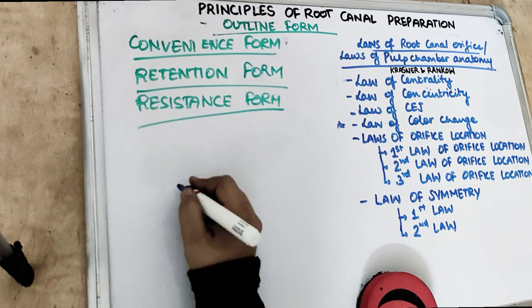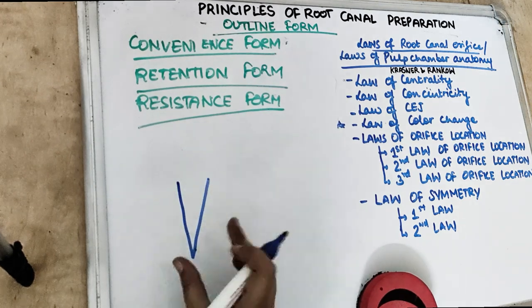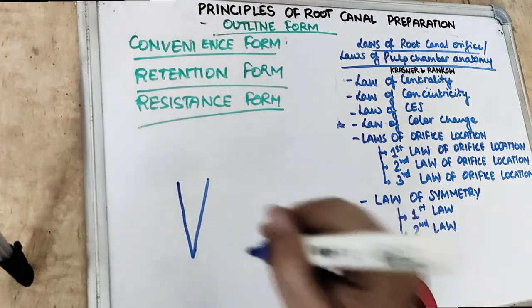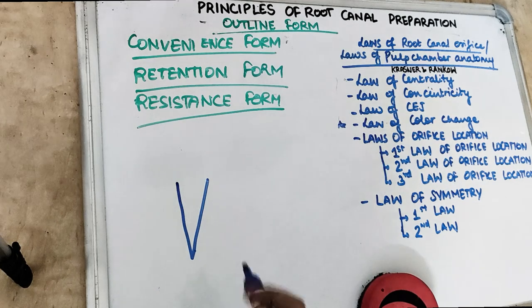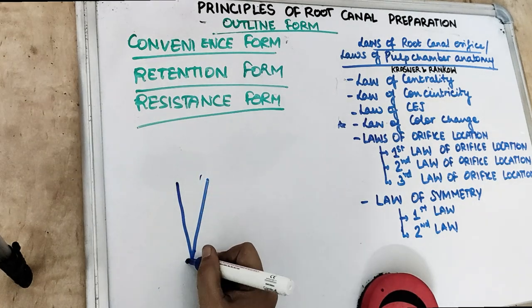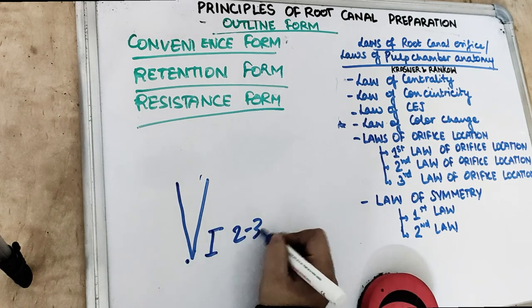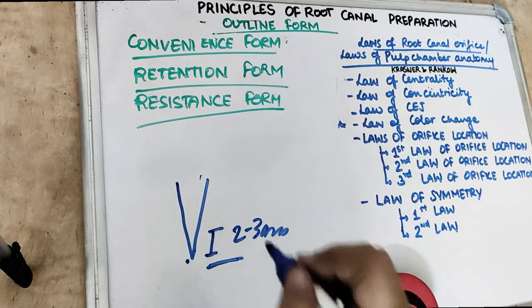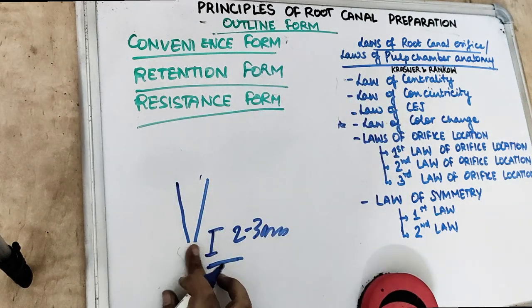Retention form is that our GP should be tightly fit into the apical part. So retention is when it is so retentive that if we are taking against the gravity, it is not coming. So if we are putting the GP inside our root canal, the one we have prepared, at least in the apical 2 to 3 millimeters, it should have a tightly fit into the canal. So how we should prepare the canal accordingly? We should not make it tapering.